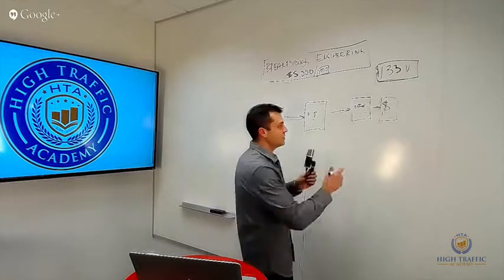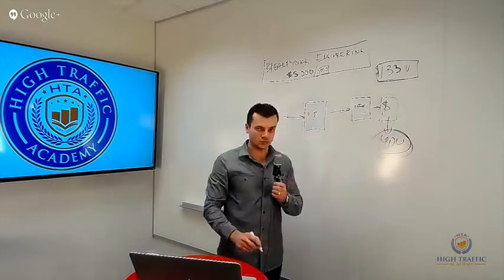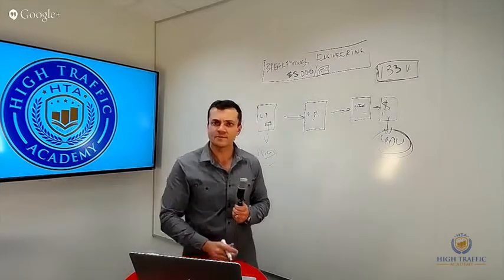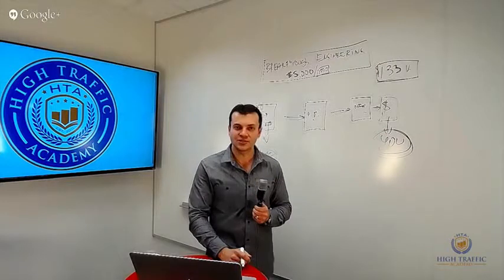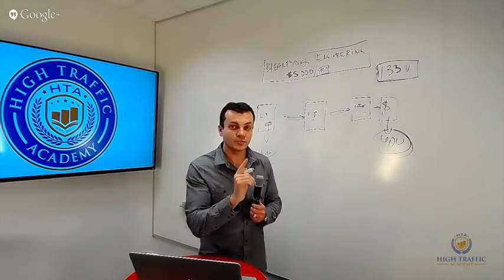On the back end, you know what? This is you. All right? This is your bank account. And the focus is $5,000 per month. And I said, you know what? That's exactly what I've done with 48-hour cash machine. And that's exactly what I'm going to do right here for High Traffic Academy. So here's the plan. Okay.